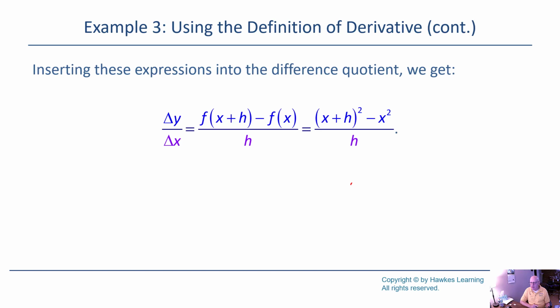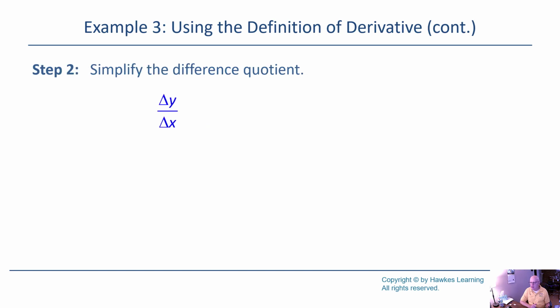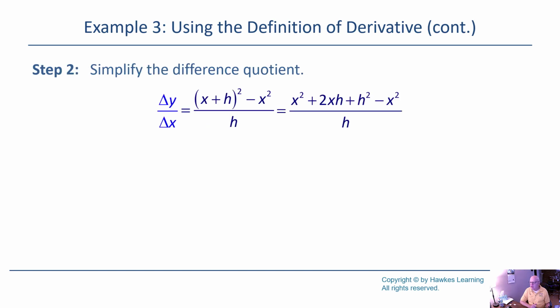Remember, I told you several times, this is a good one to memorize. Binomials get squared all the time. X squared, h squared, and the middle term is 2 times x times h. So it looks like this. Remember, we're subtracting the x squared, and 2 of those will give us 0. We'll have this left.